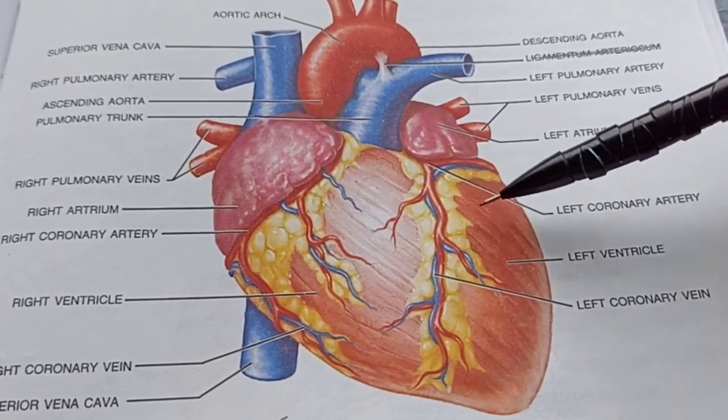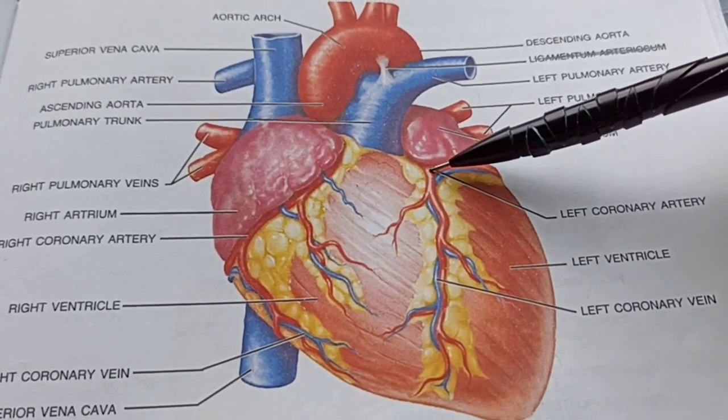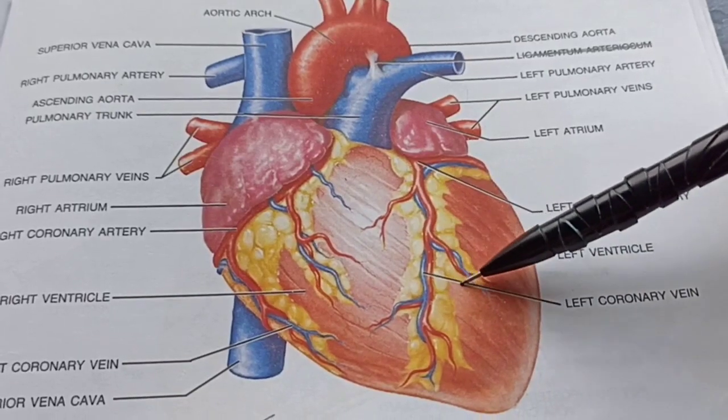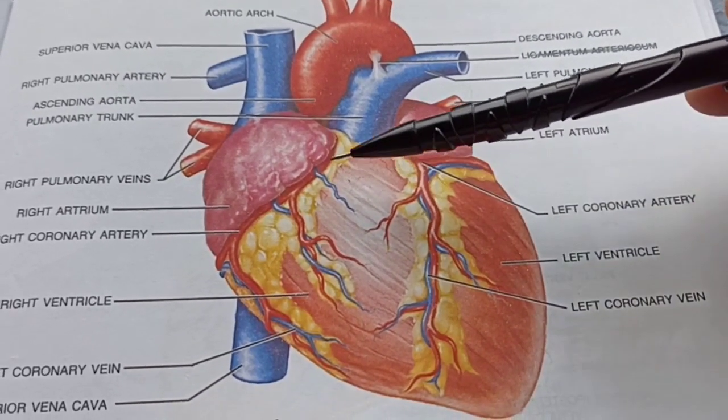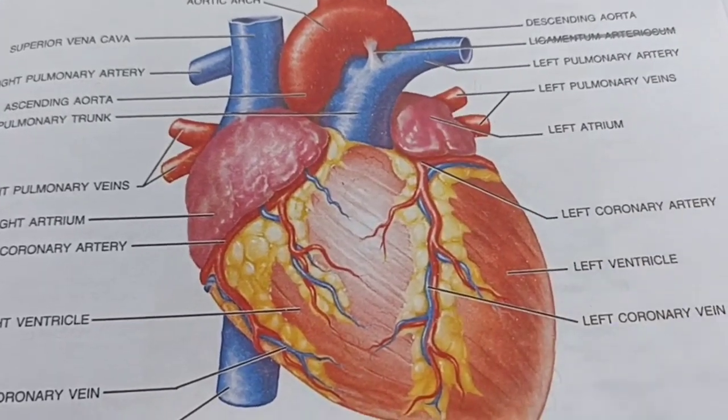Similarly, the heart muscles will be delivered their share of oxygen by the coronary artery. And of course, a coronary vein will take away the deoxygenated blood and pour it directly into the right atrium.